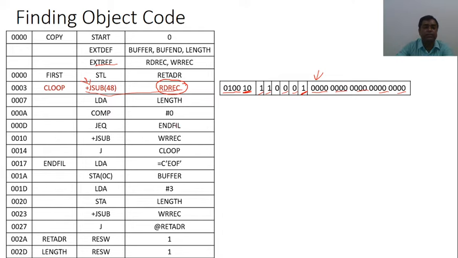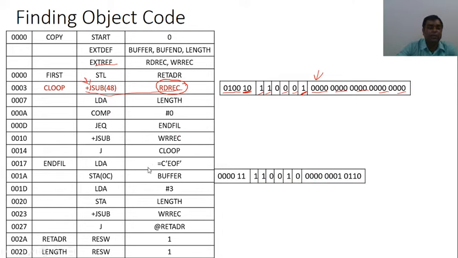Now in the same way I am taking one more example: STA buffer. Suppose you want to find out the object code of STA buffer. Now this is a format 3 instruction. So the opcode will be a 6-bit opcode, then NIXBPE, then displacement by 12 bits. This is the displacement here, 12 bits.